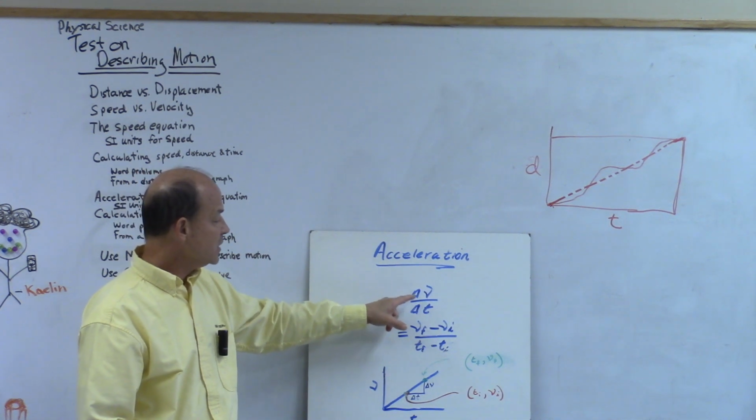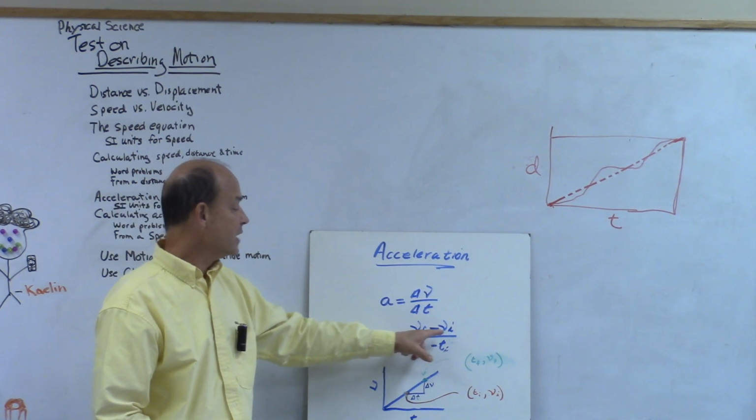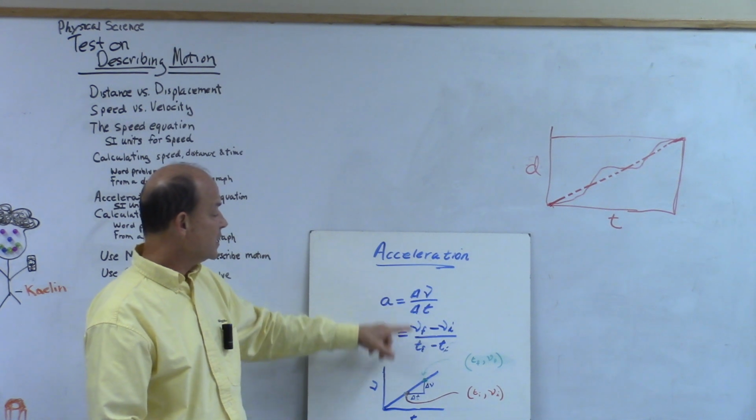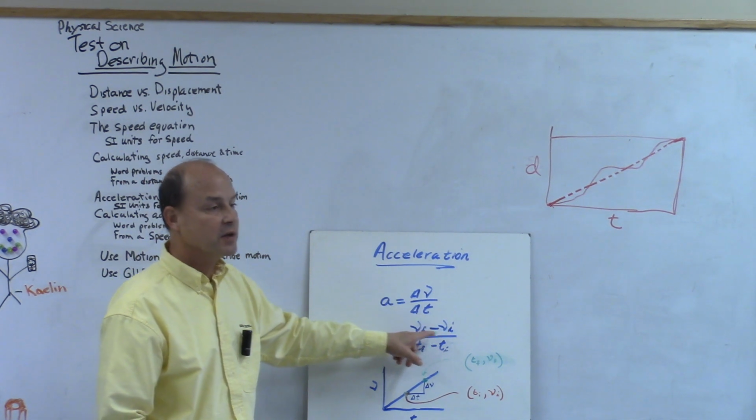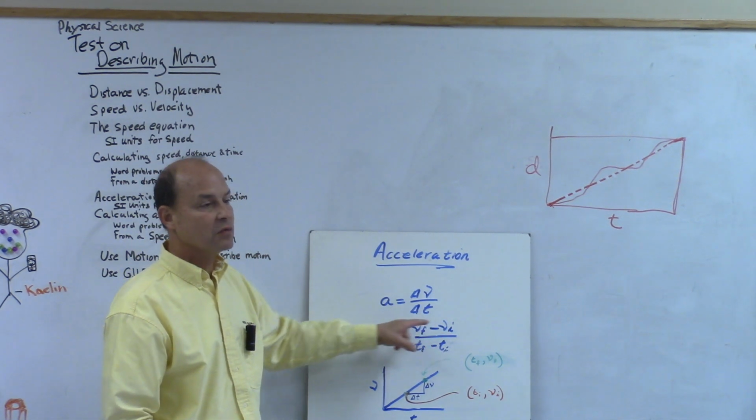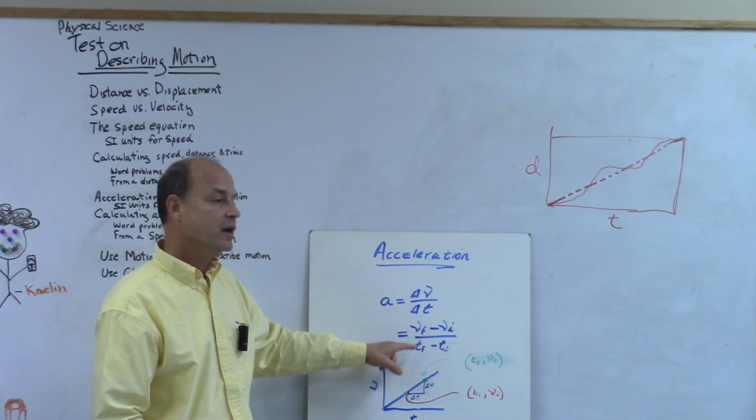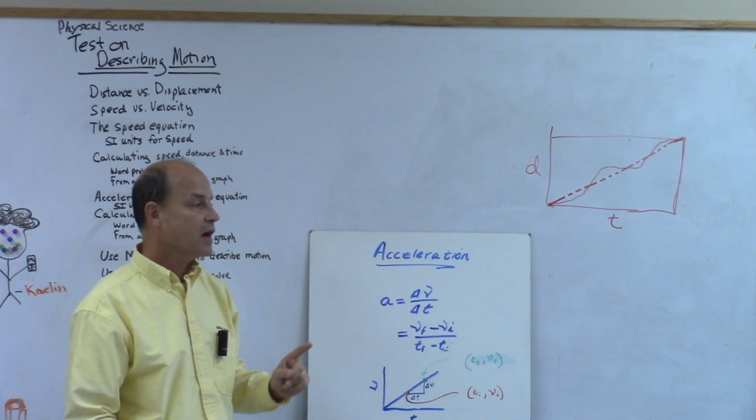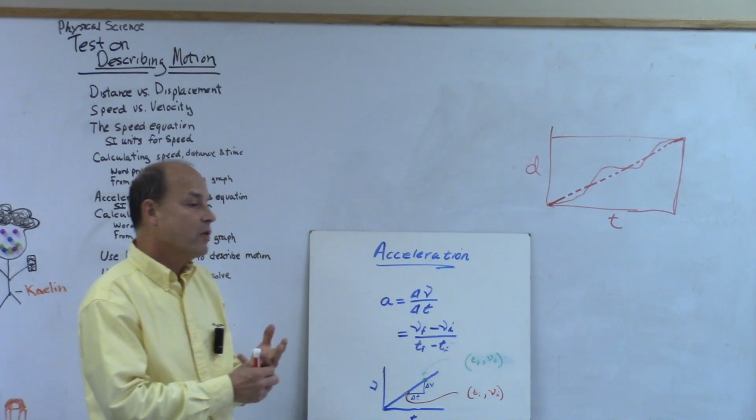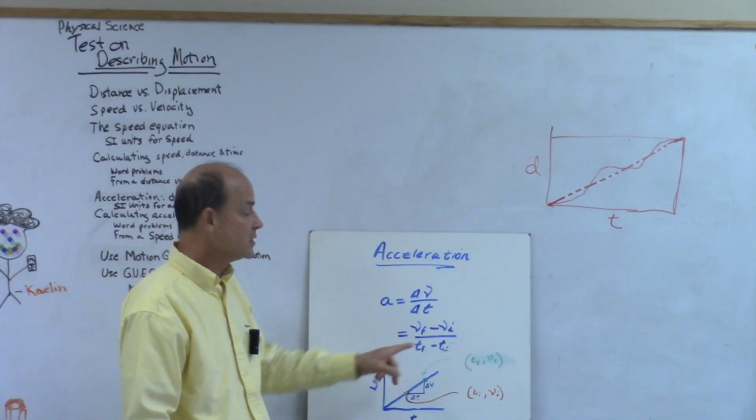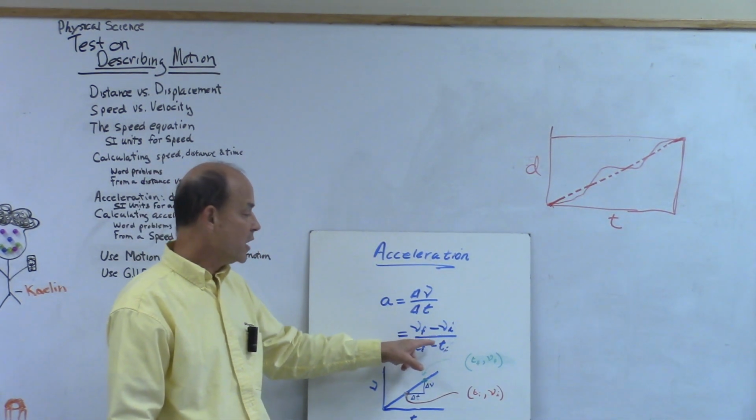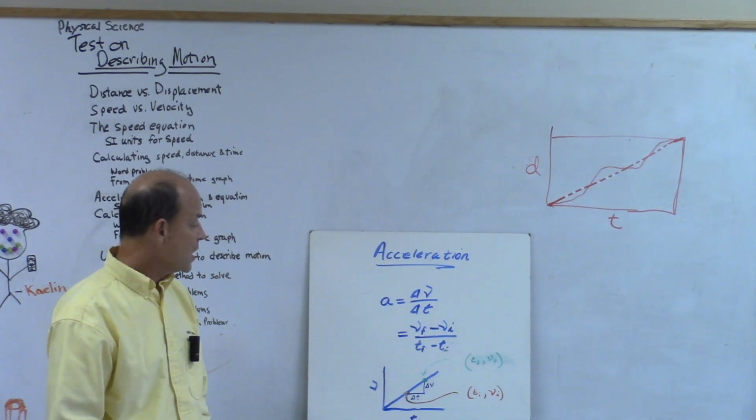What does change in mean? It means final minus initial. So change in speed is the final speed minus the initial speed. You have to get the order of these right, because if you don't, when you plug in numbers, you might not get that negative sign you need when we're trying to decide whether we have positive or negative acceleration. It matters which one you subtract from which.